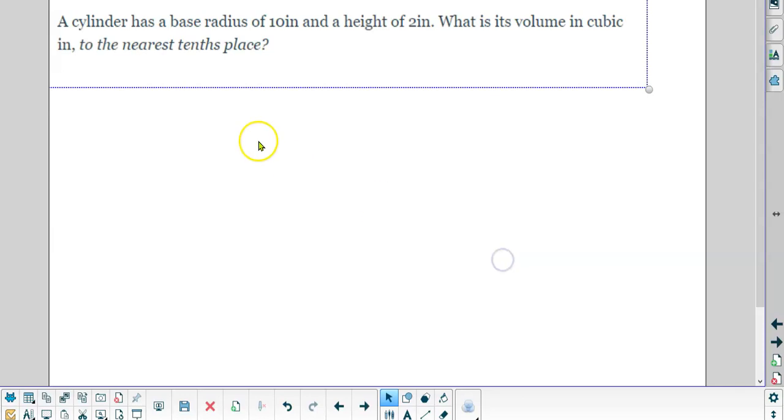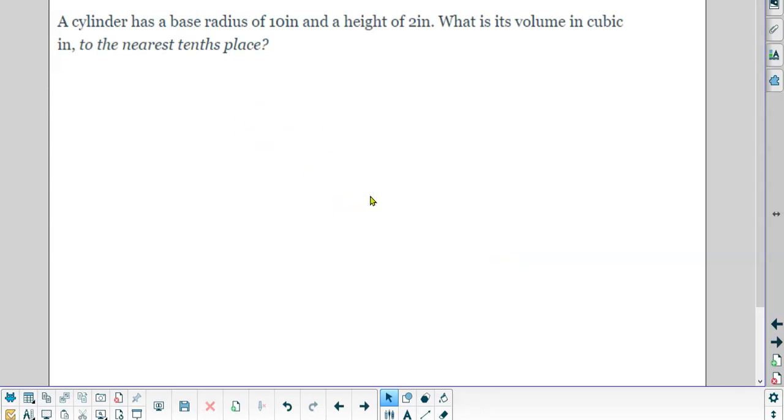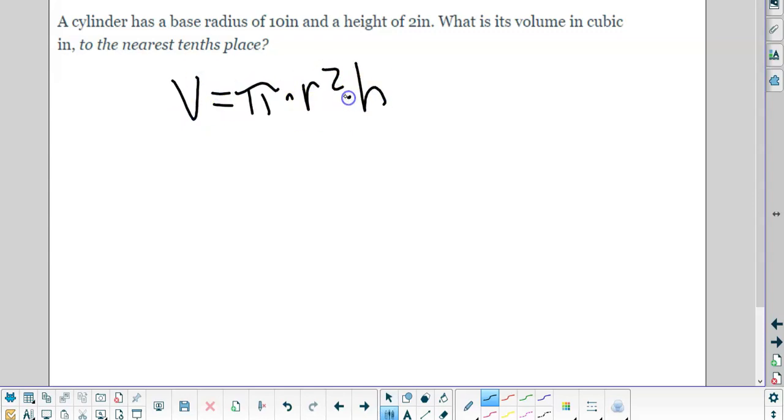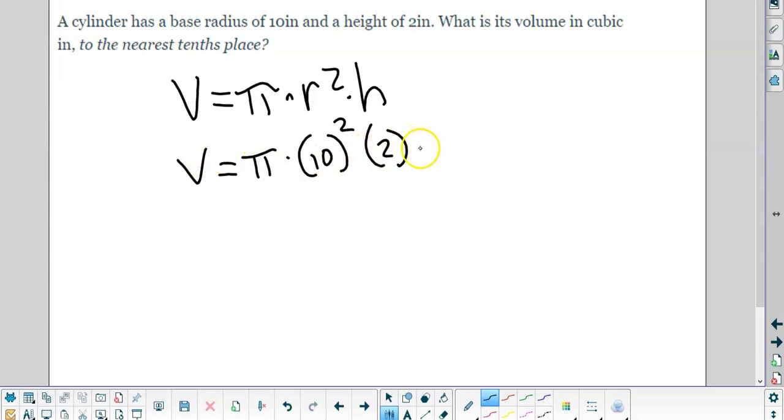Let me copy and paste this here. And a height of 2 inches. What is the volume in cubic inches to the nearest tenth? So you need to know the volume formula for a cylinder. And then you need to know the radius value, which for us is 10, and the height value, which is 2. And when you put it in the appropriate formula, you'll get your right answer.